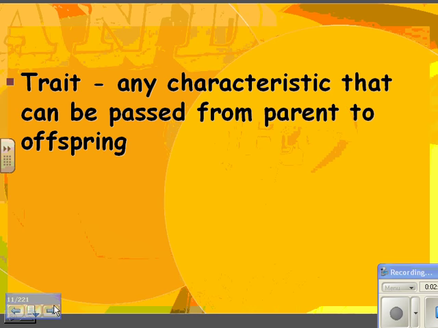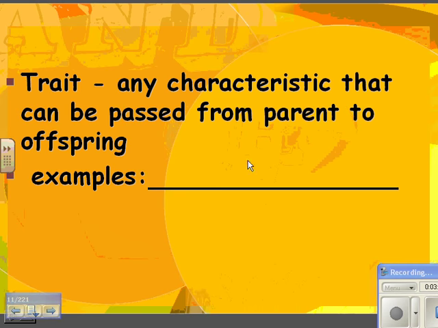A trait is any characteristic that can be passed from a parent to an offspring. So an example of a trait in a pea plant would be the color of the flowers, the color of the seeds, the shape of the seeds. Are they round or are they wrinkled? The height of the plant, whether it flowers at the very tips of the plant or whether the flowers are somewhere along the stem. A trait in a person might be whether or not you have dimples, whether or not you have a cleft chin, whether your eyes are blue or green or brown, your skin color, your height to some degree, all that kind of thing.